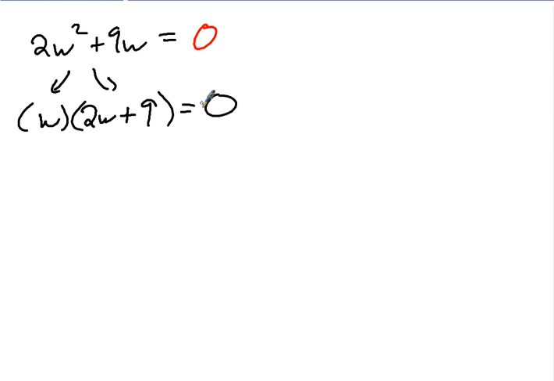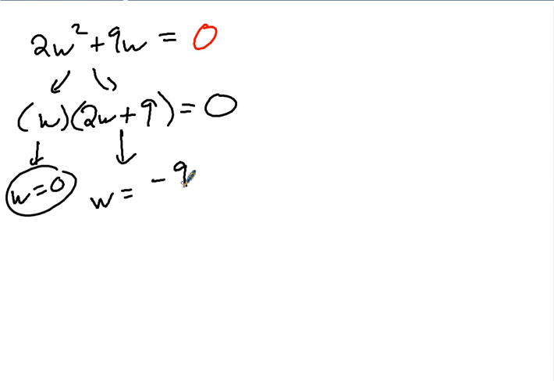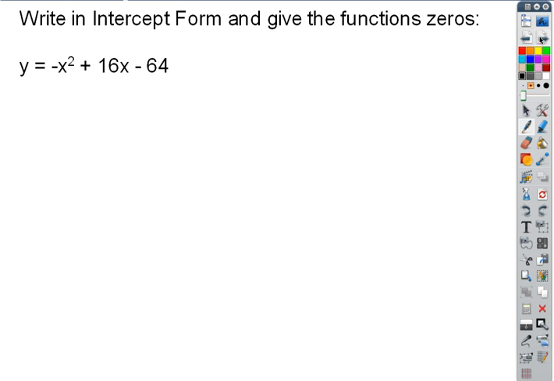Well, when does the first factor equal 0? When w is 0. And we can do this one in our head. If I set that one equal to 0 and solve for w, I'm going to get what? Going to subtract 9 to the other side and then divide by 2, giving negative 9 halves. Everybody see that? Okay. All right, and then the last one, let's take a quick look at.